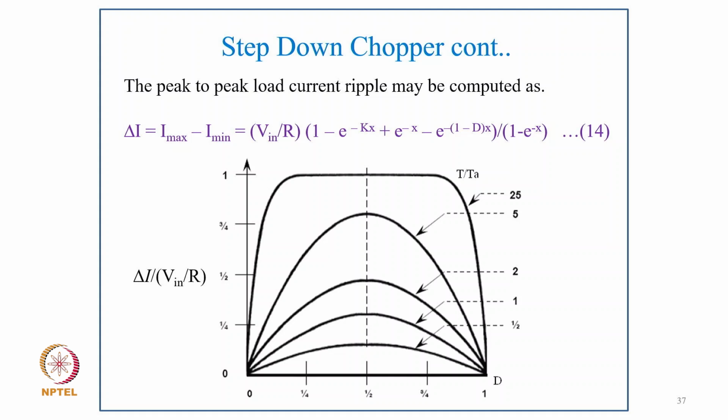Now you can call it delta I. Delta I will be I max minus I minimum, so that becomes V in upon R in bracket 1 minus e to power minus dx plus e to power minus x minus e to power minus (1 minus d)x divided by 1 minus e to power minus x. And you can say how typically with the duty cycle your normalized ripple current, that is delta I upon V in upon R, varies for different duty cycles and with different T upon Ta. So if we typically vary the duty cycle, this is how the variation of the ripple current looks.